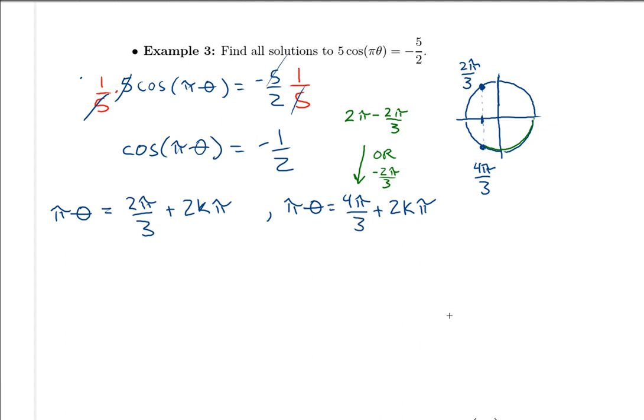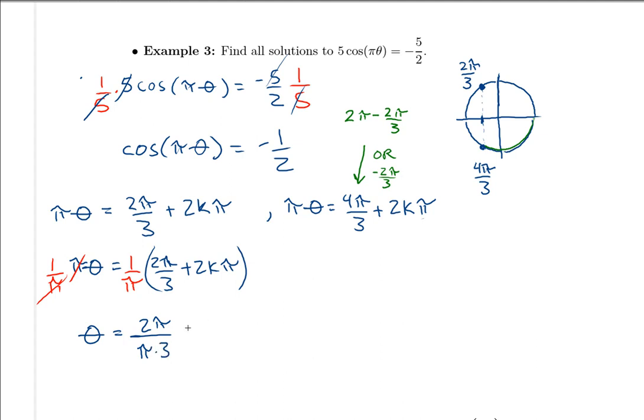All right, but now we've got to go ahead and get the theta all by itself. So I'm going to take both sides of this equation and multiply by 1 over pi. And again, I put 2k pi in there before I ever thought about getting theta by itself. So I'm going to multiply by 1 over pi here. And then I distribute it through, and I can see that theta is equal to, well, the pi's would cancel, 2 pi over pi times 3 plus 2k pi over pi. So that's just 2/3 plus 2k, right? So it's the number 2/3 plus multiples of 2.